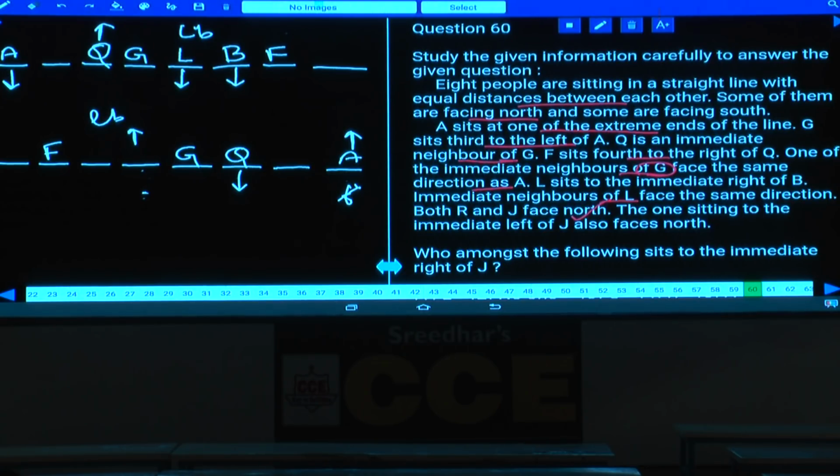Then again coming to this one. L sits to the immediate right of B. B cannot be at this place because if B is here, B is facing north, and G and L must be in the same place, which is not possible. Hence B is here. If B is here, L is here.